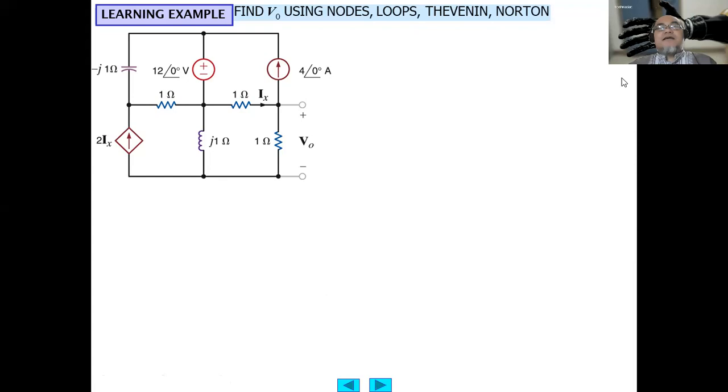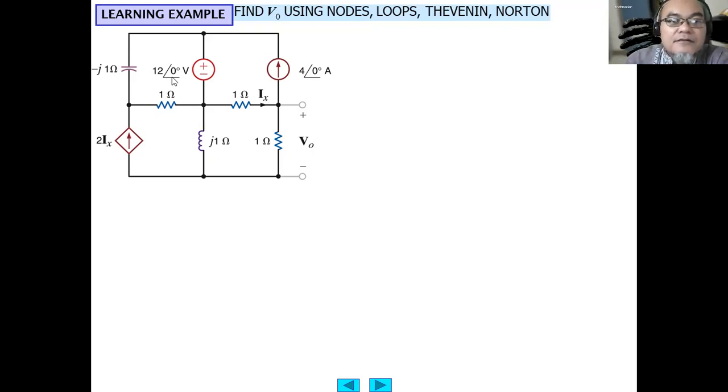Last week we already explained many of the techniques that can be used for steady state analysis of a complex RLC circuit with AC current, to analyze some parameters in that circuit, using node analysis, loop analysis, source transformation, superposition, and then Thevenin as well as Norton's. Let's see some examples now.